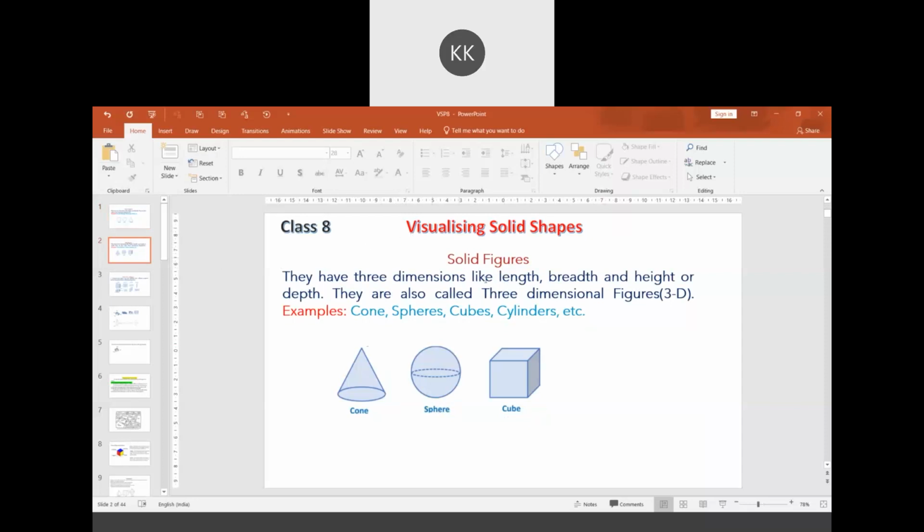Coming to solid figures, they have three dimensions, like length, breadth, and height. They are also called 3D. For example, cone, sphere, cube, cylinder, prism, pyramid. These are all examples of solid figures.